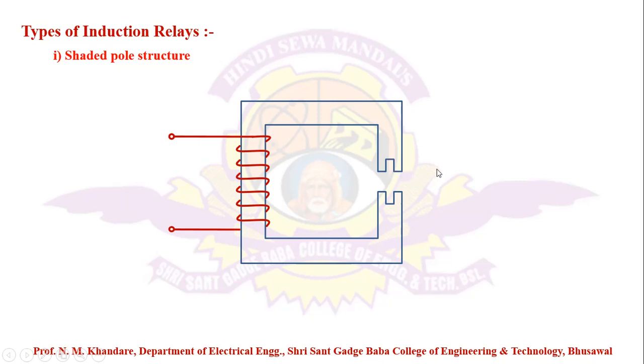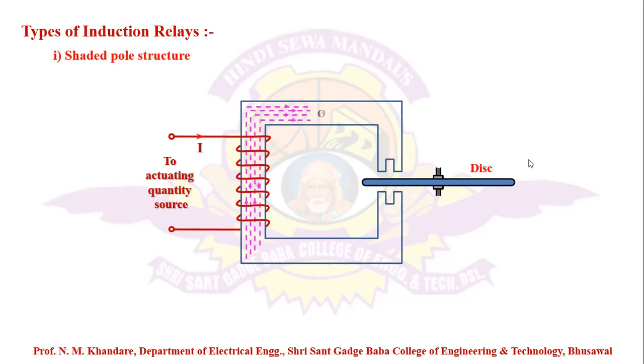Now, as two slots are there, on each slot we are placing one shading ring. This is the aluminum disc which is pivoted at the center and placed inside the air gap of the core. Then when the current is passed, the fluxes start to flow through the core, as well as through this air gap. As both sections are similar, the total fluxes flowing through both sections will be the same. There will be no deflection or no delay in the fluxes of both sections.